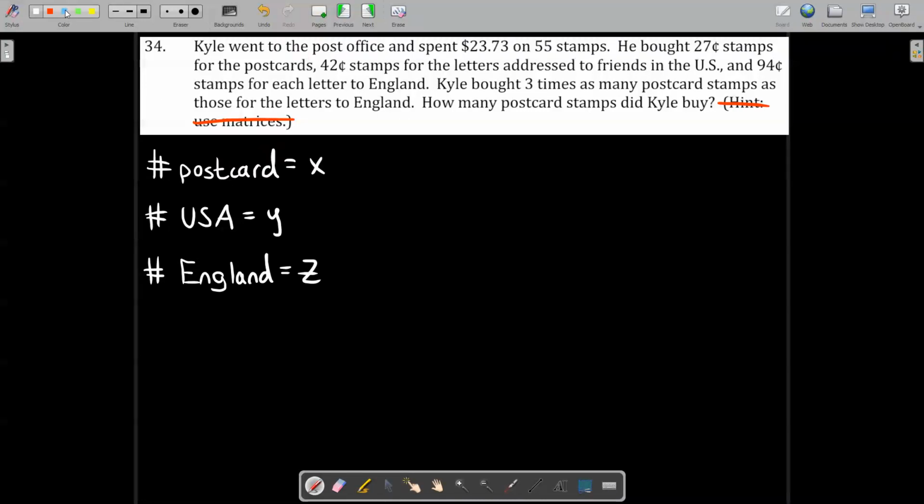But now we're going to need 3 equations to represent the system that we have here. We have a total cost, we have a total amount of stamps, and then we have this kind of oddball equation where Kyle bought 3 times as many postcard stamps as those for the letters to England. Let's start with the total number of stamps because that's the easiest. If you add the number of postcard stamps to the number of USA stamps to the number of England stamps, that will equal 55. So that's just going to be X plus Y plus Z equals 55.